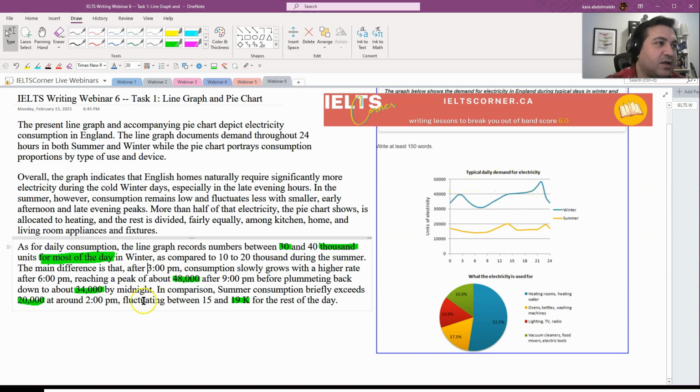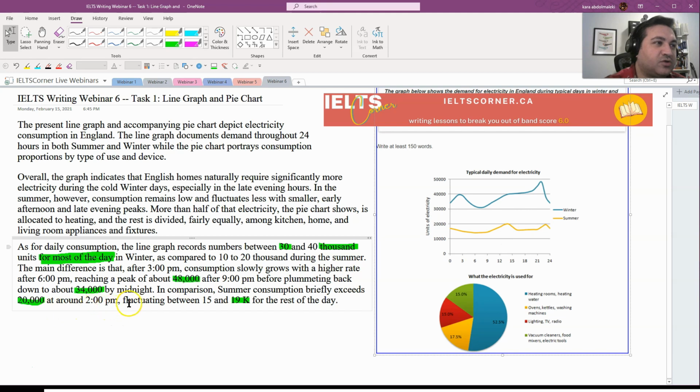It's a typical day. Now, in comparison, summer consumption briefly exceeds 20,000 at around 2 p.m. So this is 12 p.m., this is 3 p.m. So this should be around 2 p.m. right here. So around 2 p.m., we are hitting a peak of 20,000. It slightly goes over, right? If you look at it closely, you will see that it slightly goes over.